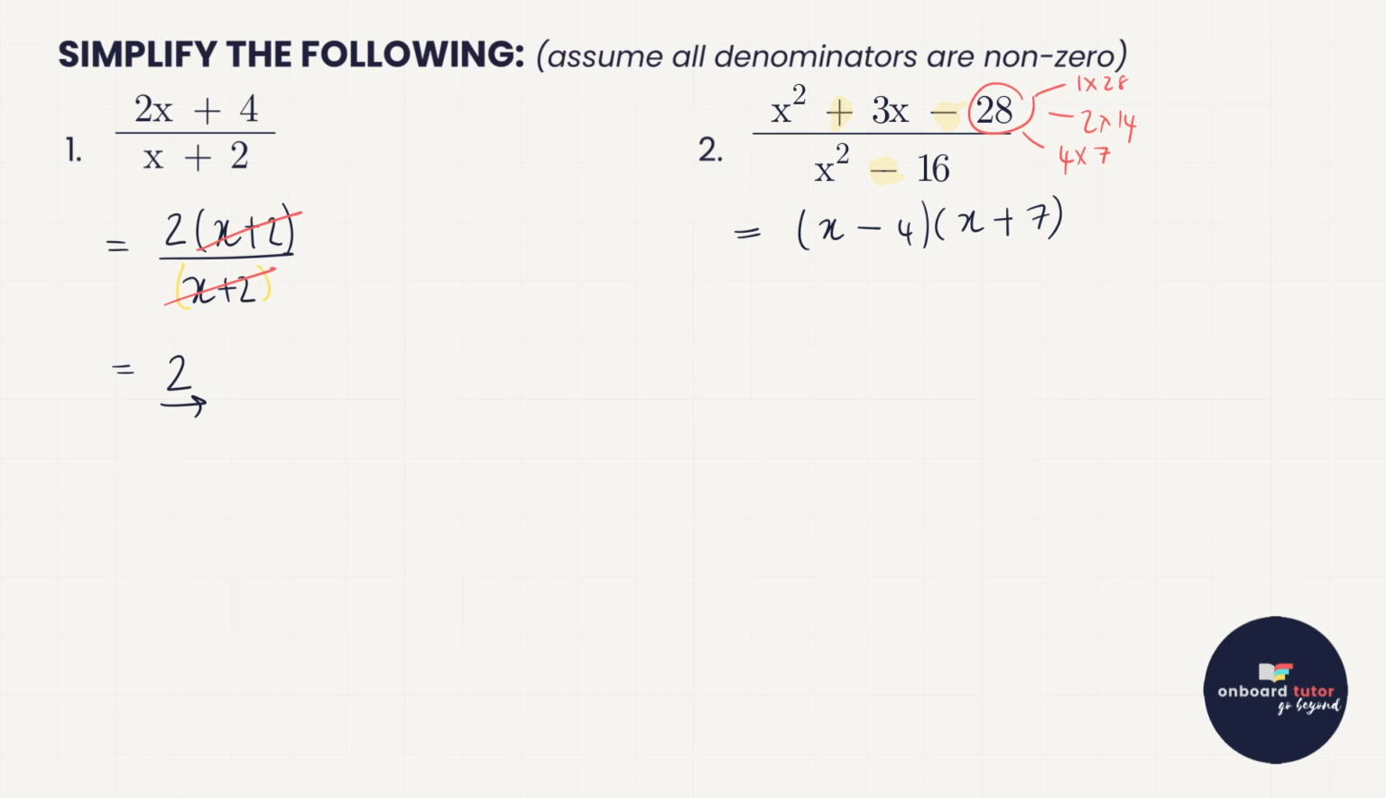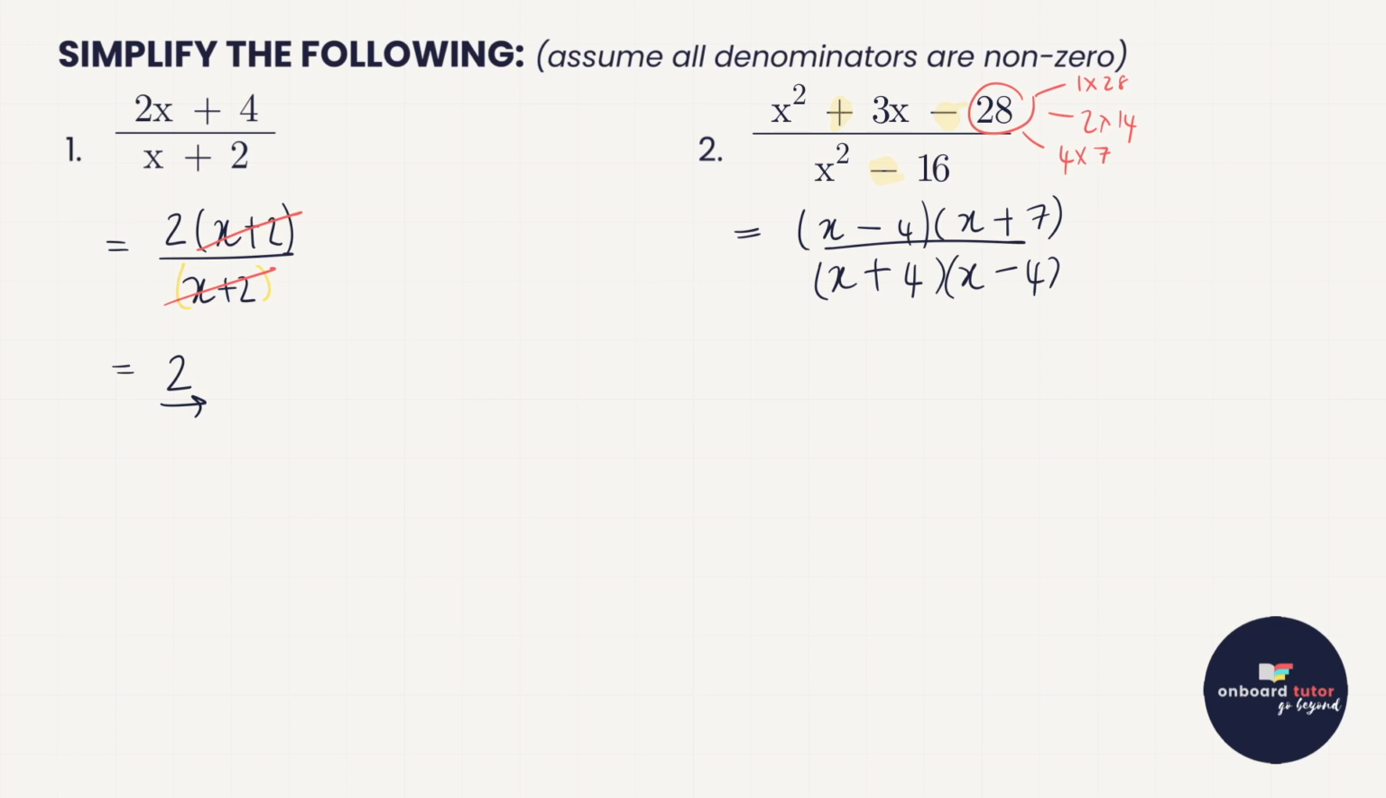In my denominator, I don't see a common factor here. So I'm going to jump straight to my next option, which is the difference of two squares. And that is going to be the case. So I'm going to have two brackets. x times x gives me x squared, and 4 times 4 gives me 16. And one is positive and one is negative.